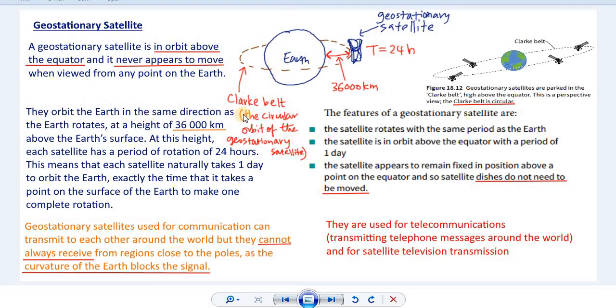They orbit the Earth in the same direction as the Earth rotates at a height of 36,000 kilometers above the Earth's surface. At this height, each satellite has a period of rotation of 24 hours. I already explained that. This means that each satellite naturally takes 1 day to orbit the Earth, exactly the time that it takes a point on the surface of the Earth to make one complete rotation.